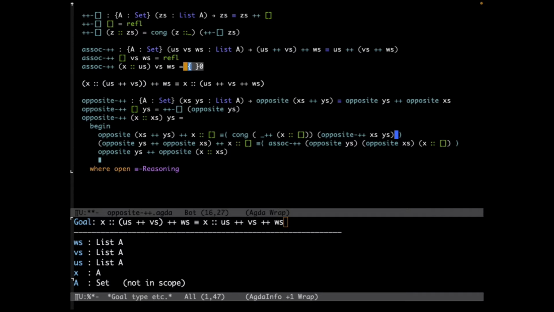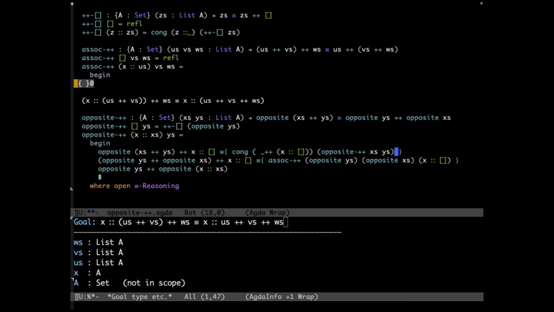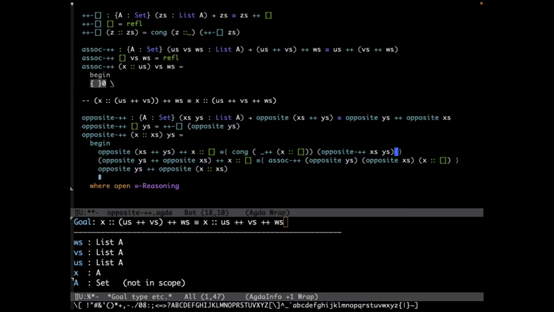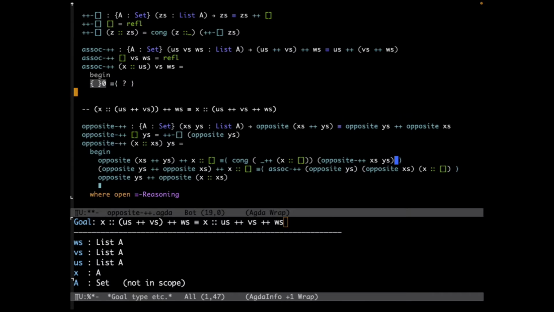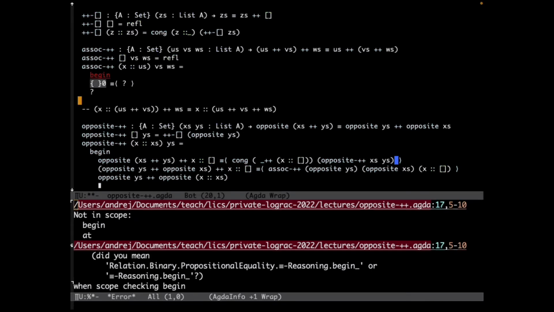Okay, so let's try that. I say begin. Okay, let me keep this around here. Okay, so we'll soon be done with this proof and then we can have a break. So, where open, I would be tempted to open this reasoning at the top here so that I don't have to write it in each lemma separately.